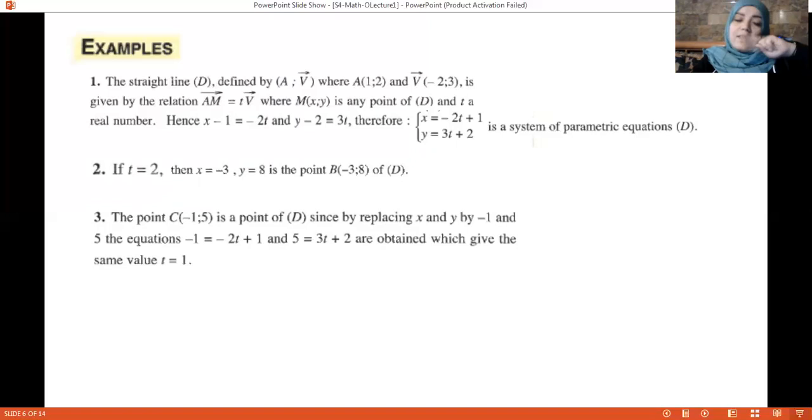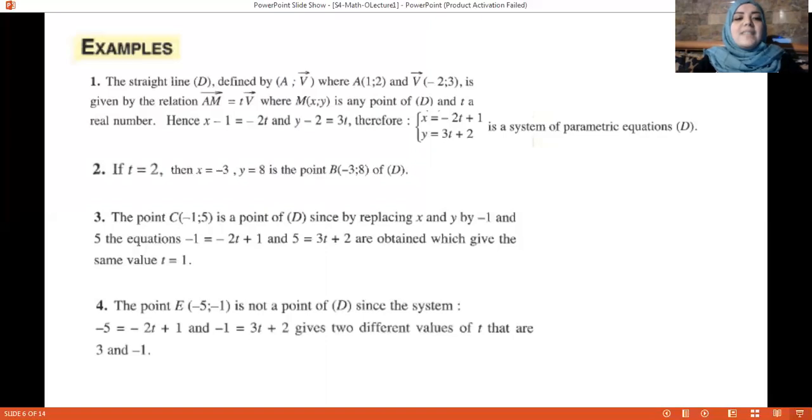If it gives me different values of t, then this point doesn't belong to the straight line. I'm going to give you an example. Suppose we have the point E, which is minus 5, 1. So I'm going to replace x by minus 5 and y by 1. You are going to see that it's a different value for t. In the first one, you are going to have t equals 3, and in the second one, you are going to have t equals minus 1. That means this point doesn't belong to the straight line.